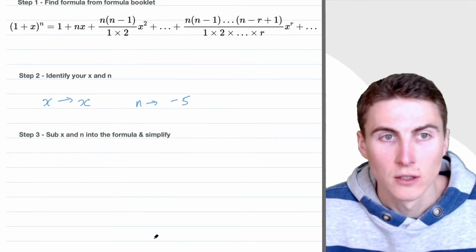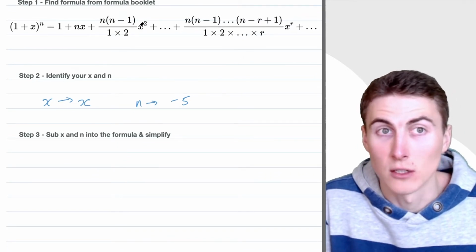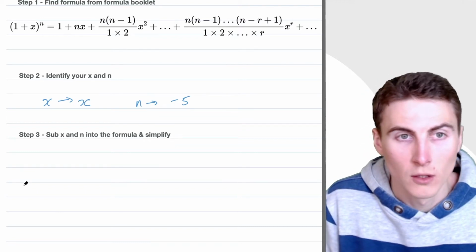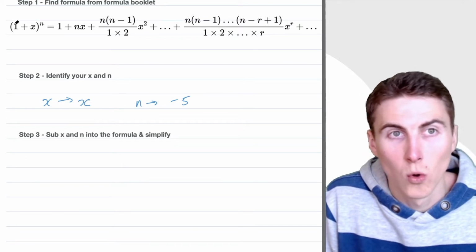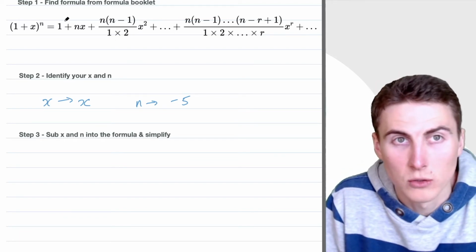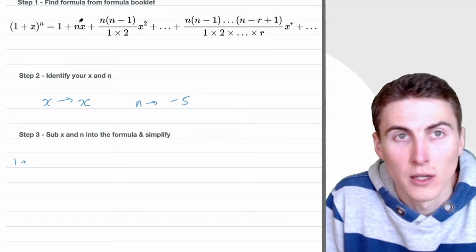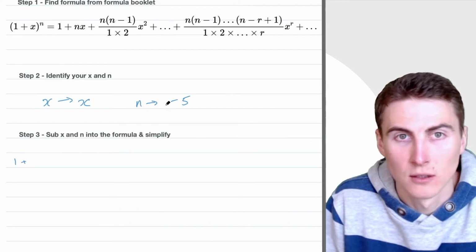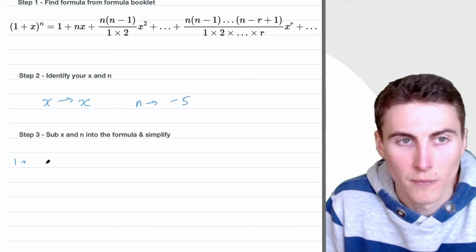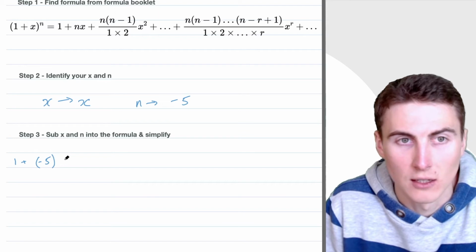And then for step 3, all we do is substitute these into the formula. My 1 plus x to the power of minus 5 is going to be expanded as 1, so I'll keep this 1 here, plus n times x. So n is minus 5, and for now I'm going to put the minus 5 in a bracket like this, and then the x.